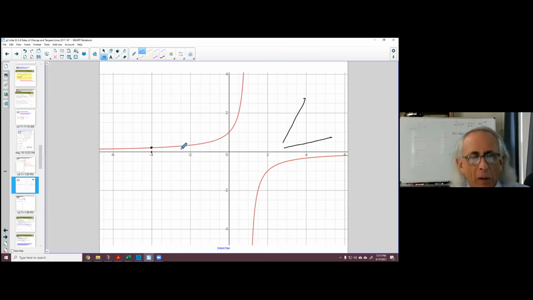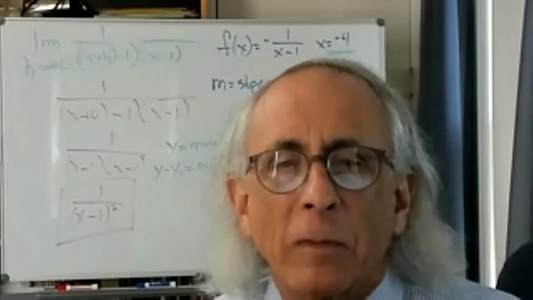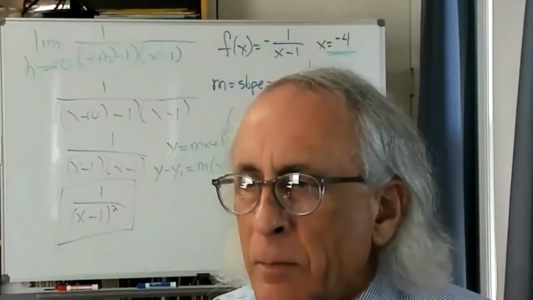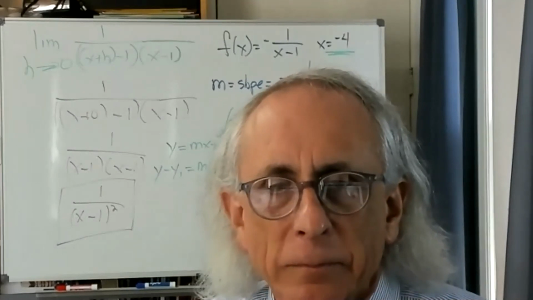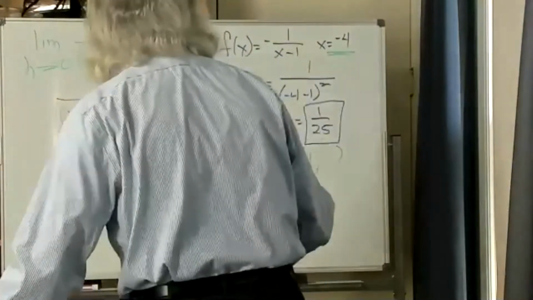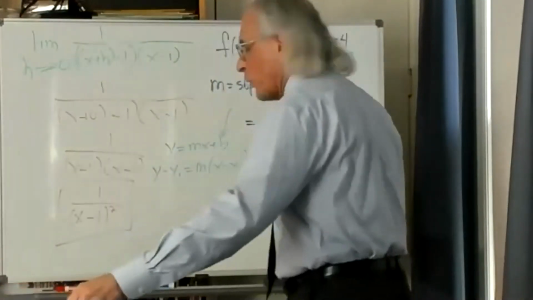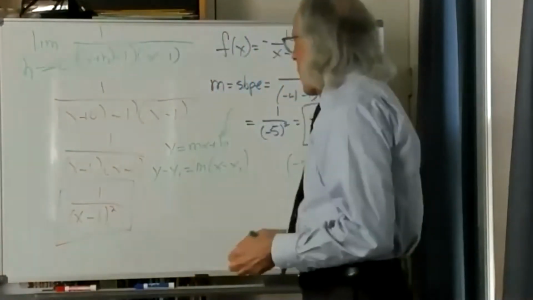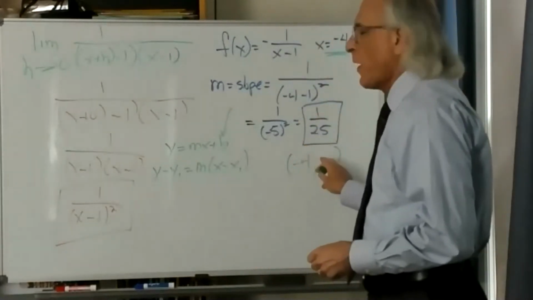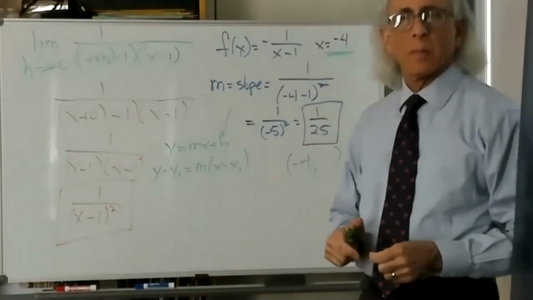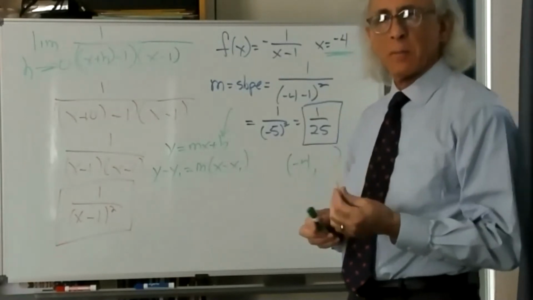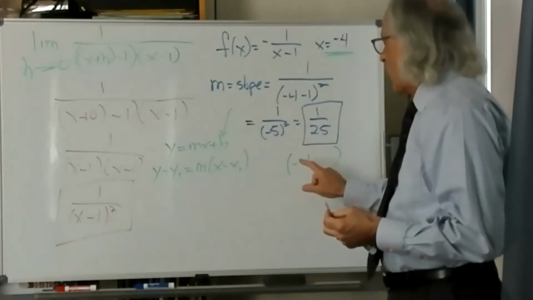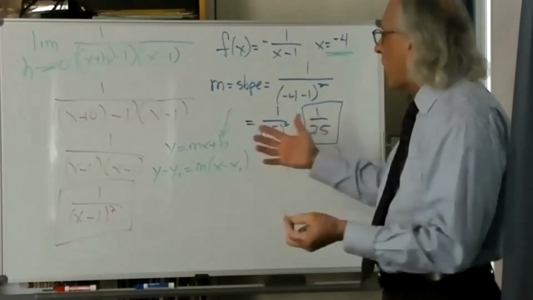Okay, so let's go back to the board. So the question is, I know that my x value is -4. How do I find my y value at that point? So Isabella C, can you tell me? If I know my x value, how do I find the y value at that point?